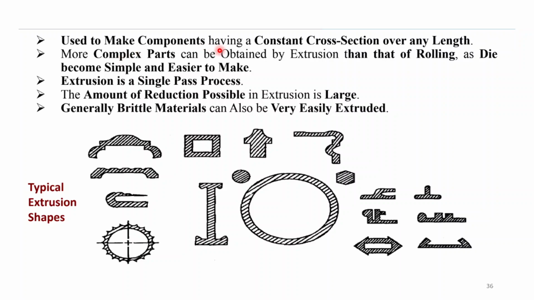Now it is used to make components which have a constant cross section over any length, and more complex parts can be obtained by extrusion than by rolling. In case of rolling you can only get sheets of different thickness, while in case of extrusion you can get different shapes of materials as well. The die is simple and easier to make. Extrusion is a single pass process, the amount of reduction possible in extrusion is large, and generally brittle materials can also be very easily extruded. These are typical extrusion shapes.